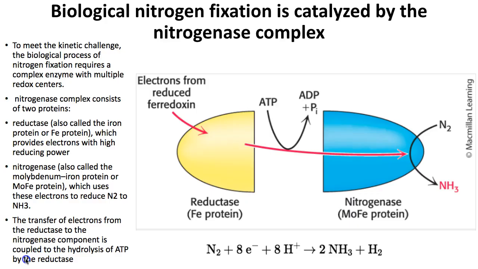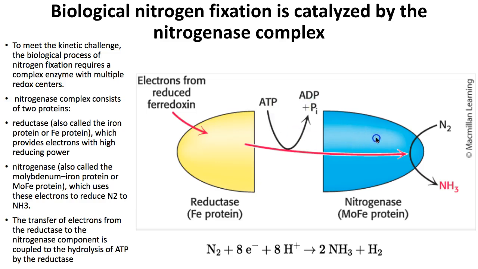This nitrogen fixation is catalyzed by a nitrogenase complex, which is made up of two proteins. This protein is the iron protein, or reductase. This is where all of the electrons are stored. From there, you have this ATP hydrolysis, so you see that a phosphoryl group is released. This is an ATP-dependent type of reaction.